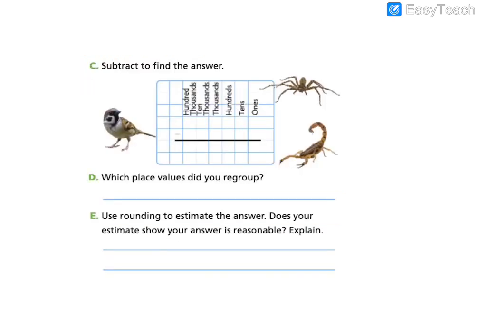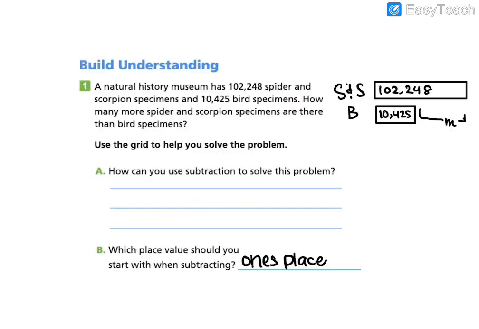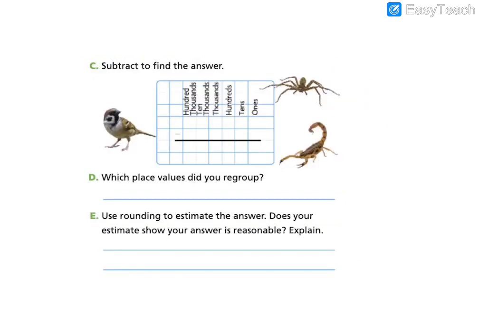Okay, so let's go ahead and now solve for the answer. So we need to put in our numbers from the problem. Remember, we're subtracting the bird specimens from the spider and scorpion. So spider and scorpion specimens have to be our top number. So we have 102,248. Now notice with our bird specimens, we don't have a digit in the hundred thousands place. So when writing that number, we need to start in the 10,000s place to make sure it's aligned using place value.